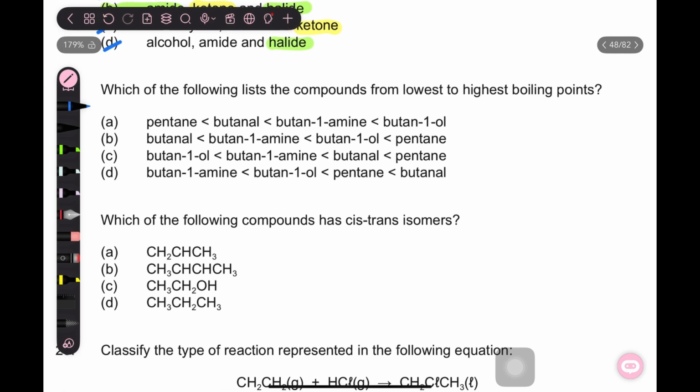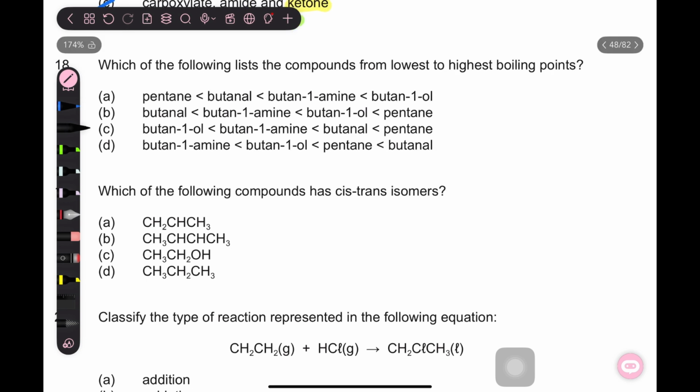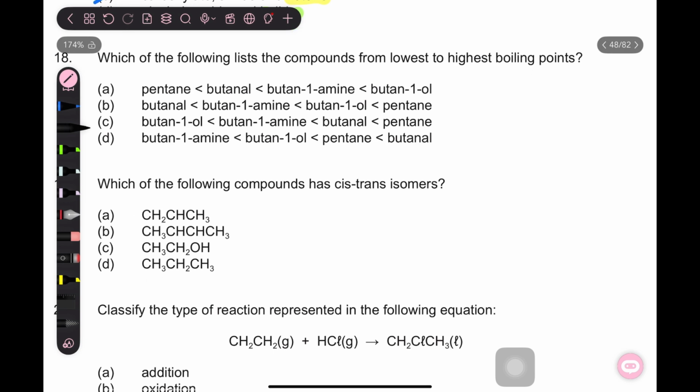Okay, question 18 is asking us to determine the lowest to highest boiling point. Now, boiling point is often determined by the type of bonding. So every compound has dispersion forces. Then most compounds have dipole-dipole, and then only some compounds have hydrogen bonding.